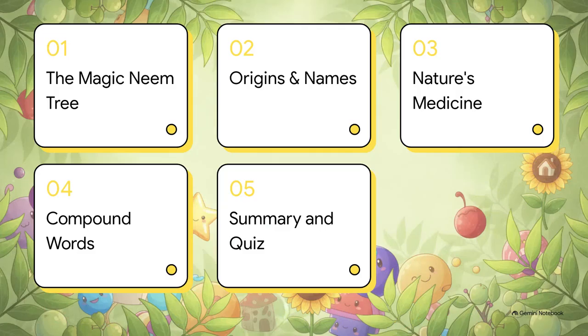Here's our quick game plan for today. First, the magic neem tree. Then, origins and many names. Third, nature's medicine cabinet. Fourth, learning compound words. And we'll wrap it all up with a chapter summary and quiz.